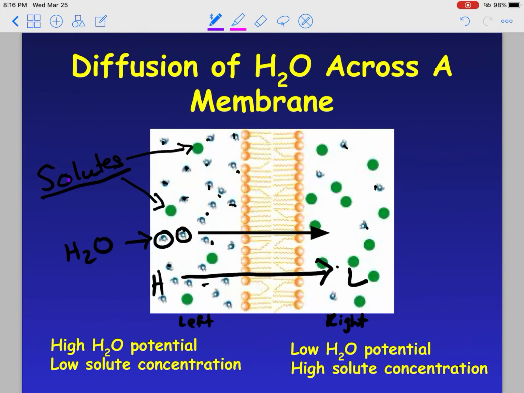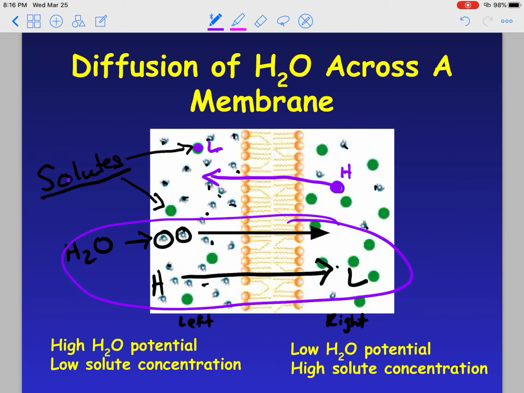Now, if I had been asking about the solutes, the green dots are higher on the right and less on the left, and so the solutes would move to the left. But in this case, we're talking about the water. So make sure you're paying attention if the question is asking you about osmosis, which is which way the water is going to move, or if the question is asking you about the solutes, which would be diffusion, which way those little particles are going to move. Okay?